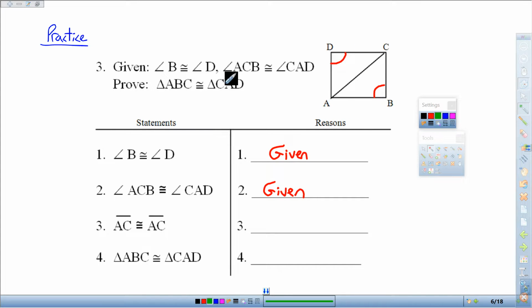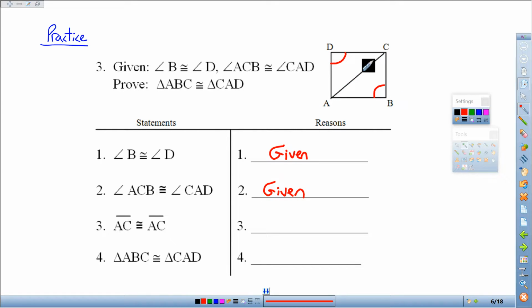Just a little reminder, angle ACD starts at A, goes around C to D. That's angle ACD. This thing is telling us that this angle, which by the way I'm going to mark with two arcs, is congruent to angle CAD, which is this one right here. These are my congruent angles.